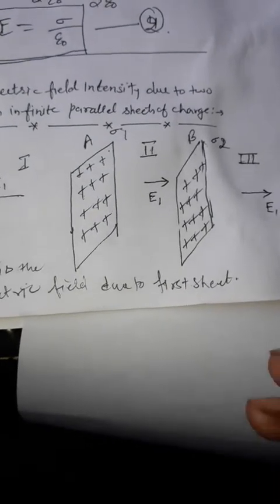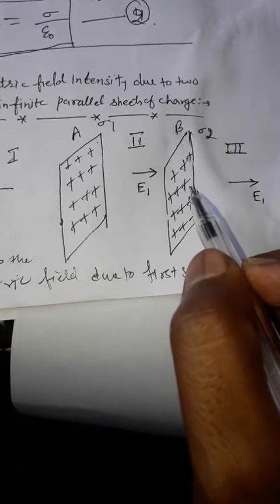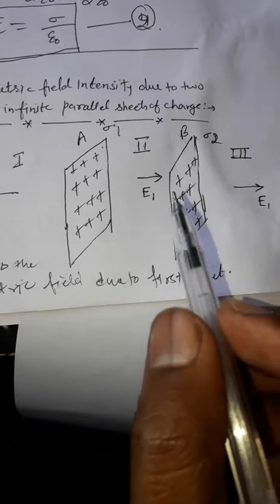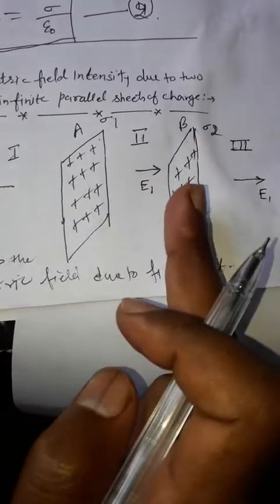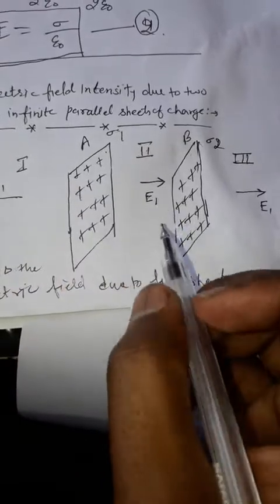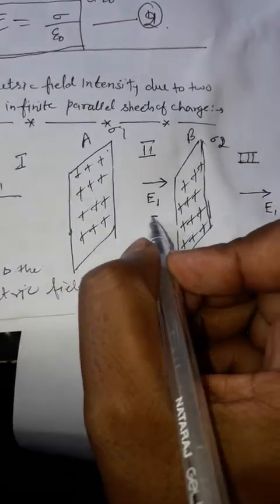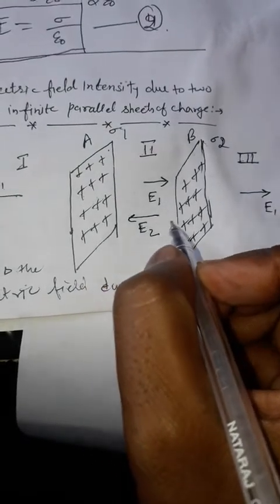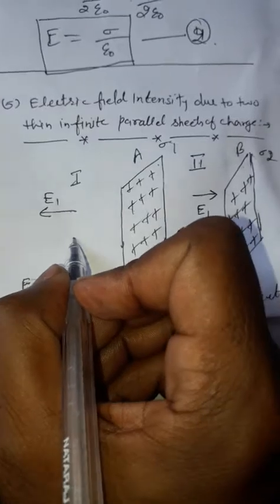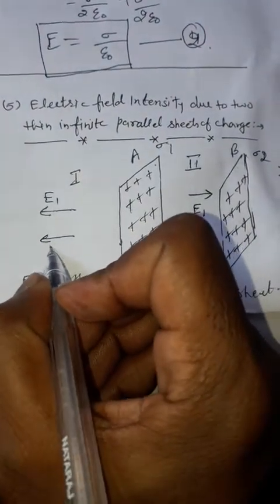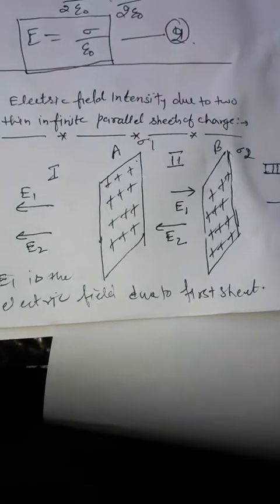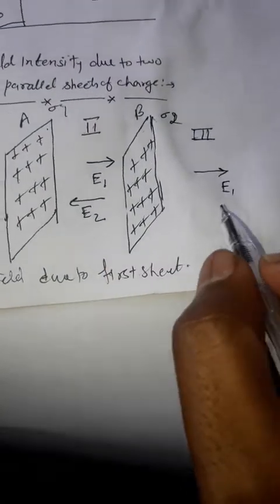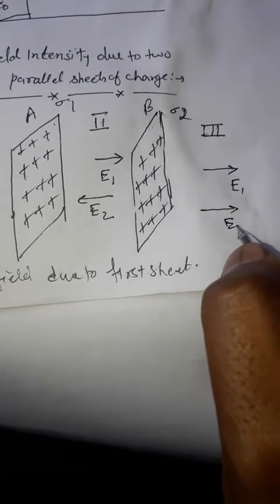Similarly, if we consider plate B, we have to write the directions of electric field in different directions. Towards the left of this sheet, the electric field is radially outward. In this region it is E2, that is the electric field due to the second sheet. In this also the electric field is radially outward, but towards the right the electric field due to this sheet is radially outward in this direction, so it is E2.